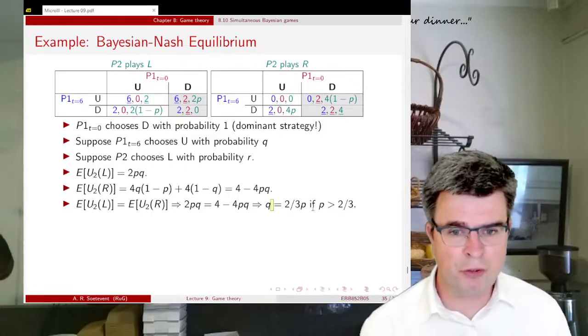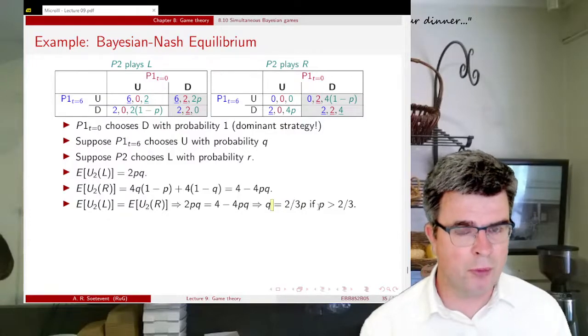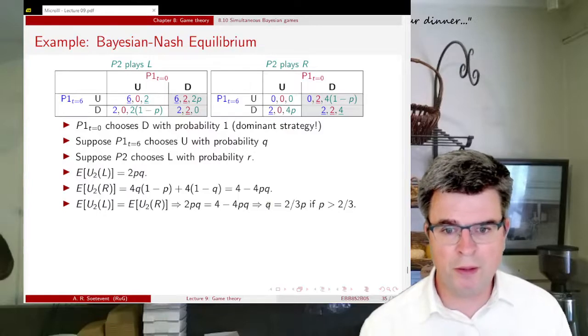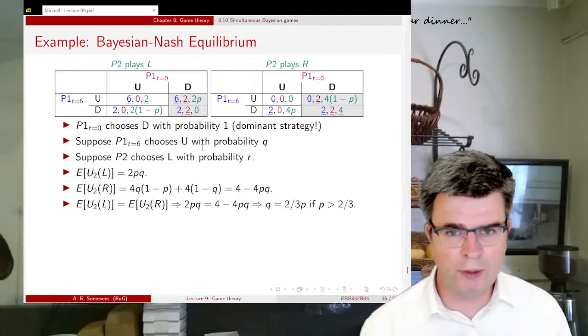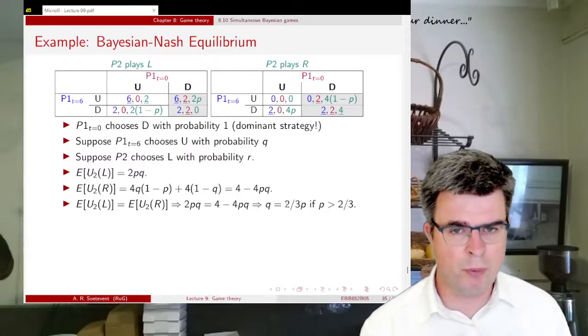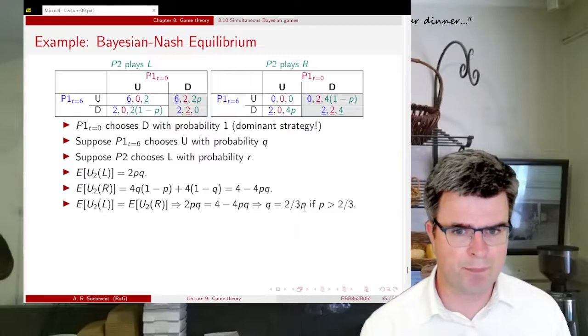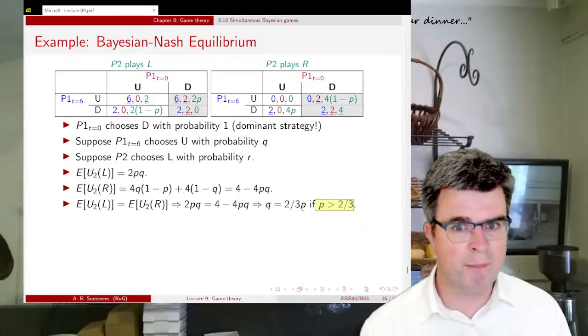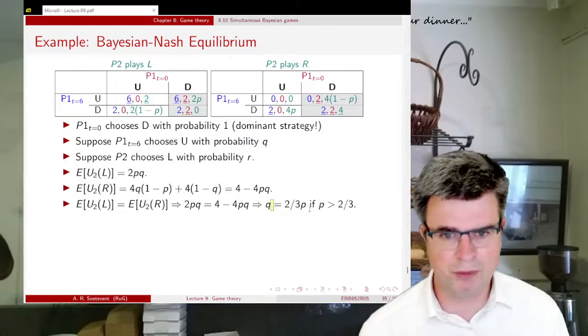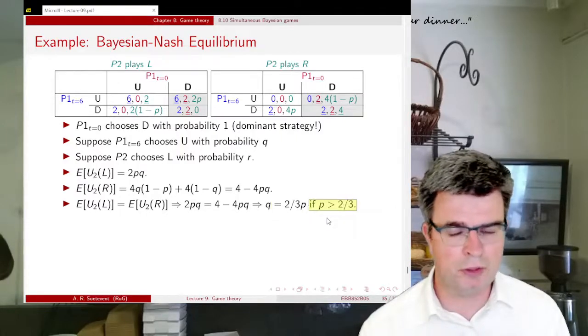So this shows you that if P is at least 2/3, then player 1, when he's of type T is 6, will choose U with probability 2 over 3P. And this condition, of course, is imposed because if we take P smaller than this value, then the probability Q will exceed 1, which is not possible. So that explains this condition over here.